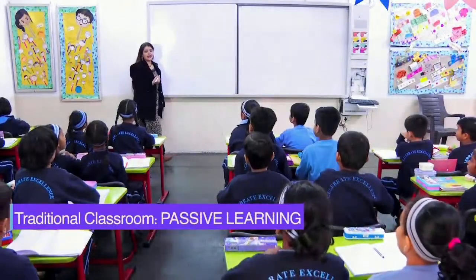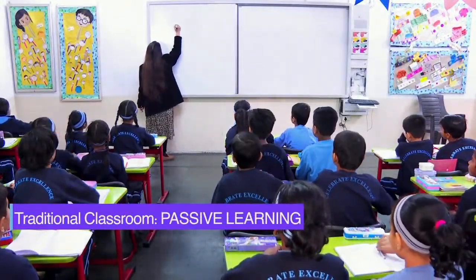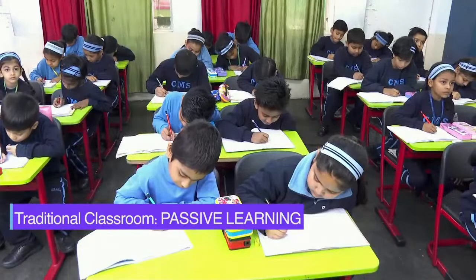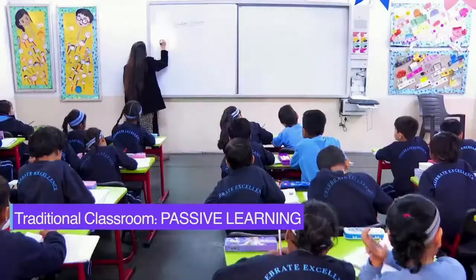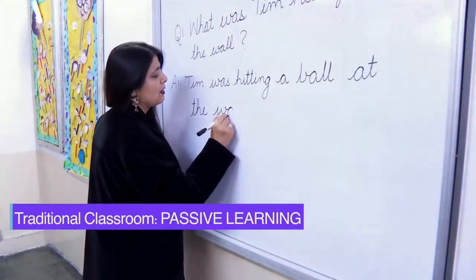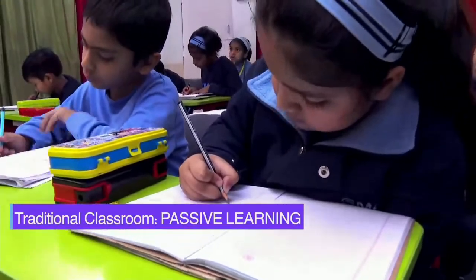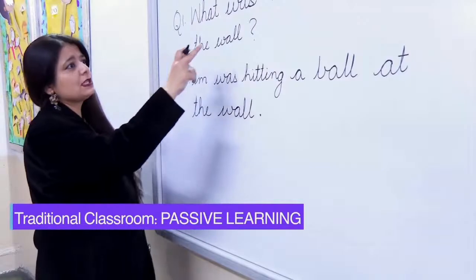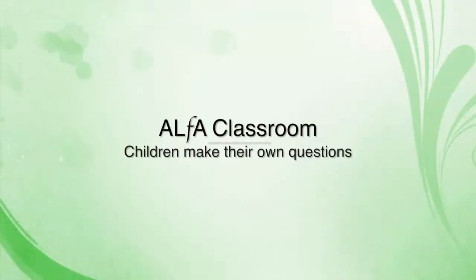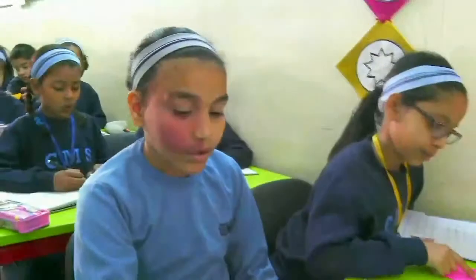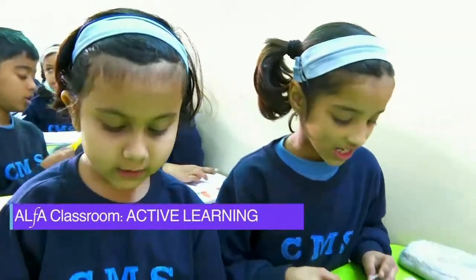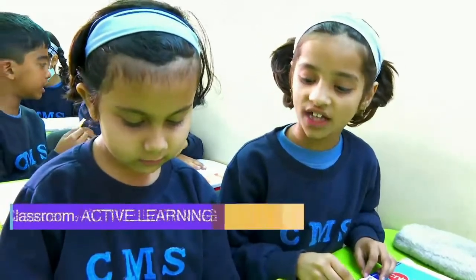Today we will do question and answers, okay? So you have to copy it. Question number 1, the wall. Okay, and full stop. So you have to copy this question. What was Tim hitting at the wall? Tim was hitting a ball at the wall. Who sat on a rat? The cat sat on a rat. Who sat on a mat? The cat sat on a mat.